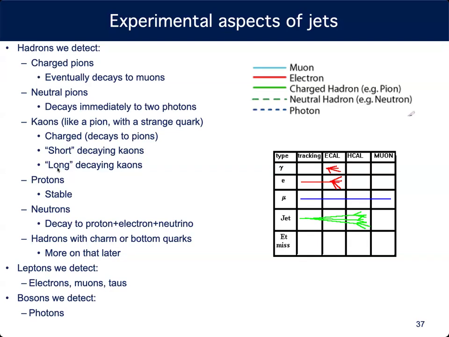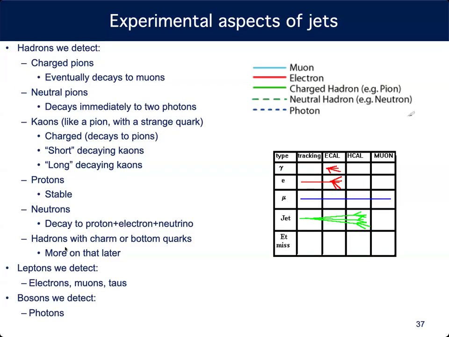The next most likely one is a proton, which is of course stable. That's what most of us are made of, but there's 3 quarks instead of 2, and so it's not as likely to happen as a pion or a kaon. And then of course we have neutrons, which usually eventually decay to a proton, electron, and a neutrino. But a lot of the times our neutrons are moving fast enough that they can make it into the hadronic calorimeter.